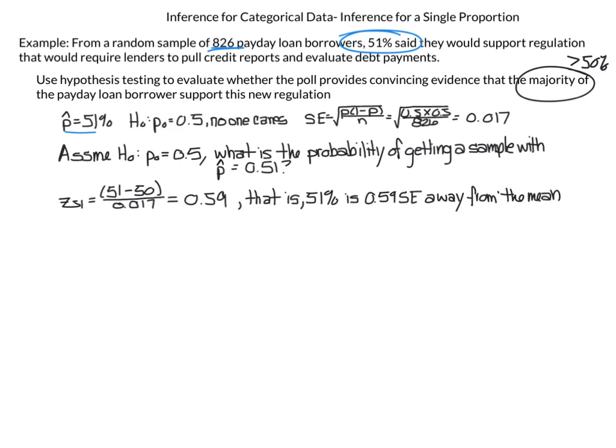We're going to convert this to standard units so we can look at this using the normal table. So Z of 51% is 51 minus 50 all over 0.017. And I should put a percent here because this should really be percent. And that's going to give us a Z-score of 0.59. That is, 51 is 0.59 standard errors away from the mean. Be careful, because this is actually 51% minus 50%. So in decimal, this is 0.51 minus 0.5.